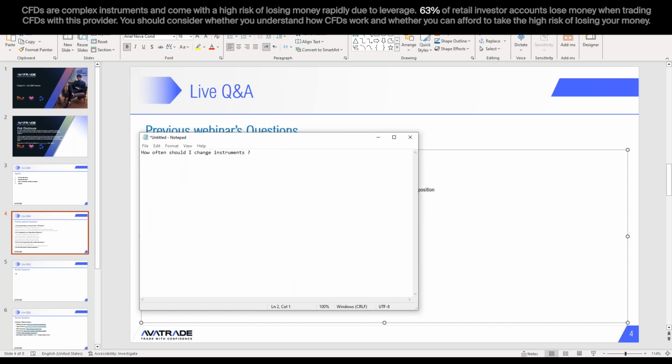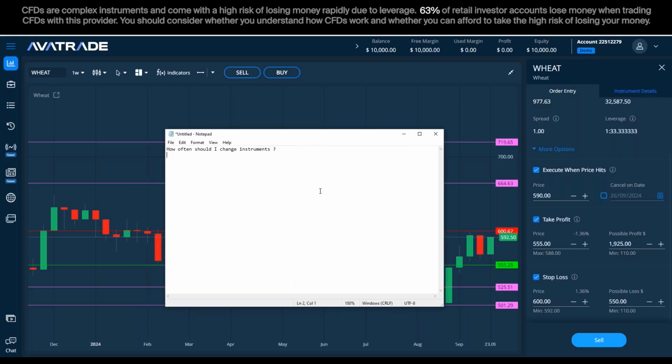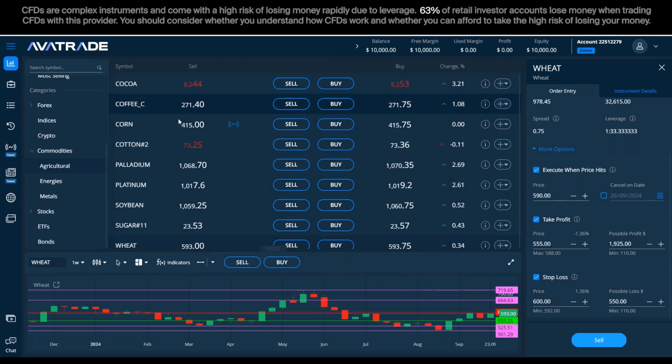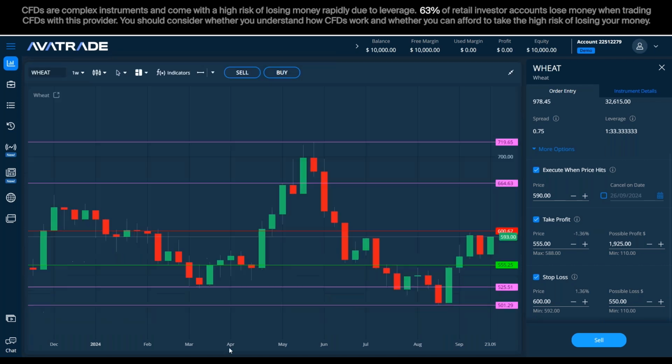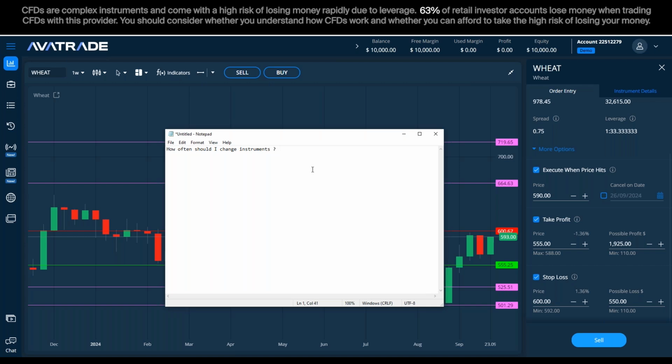All right. How often should I change instruments? This is actually a very nice question. I don't think I ever got this question in this live Q&A format. For the people who don't know, instruments are another name for contracts. Whether it's a stock or any other asset, we can call it an instrument. We're using these instruments to make more money. So what do you guys think? First of all, is it recommended, and even if it is, how often should it happen?